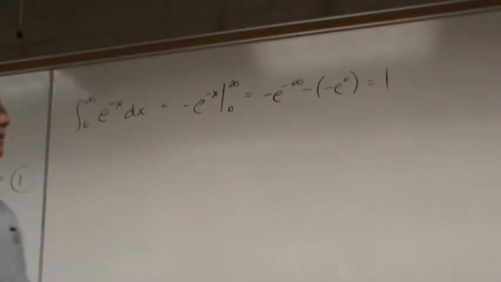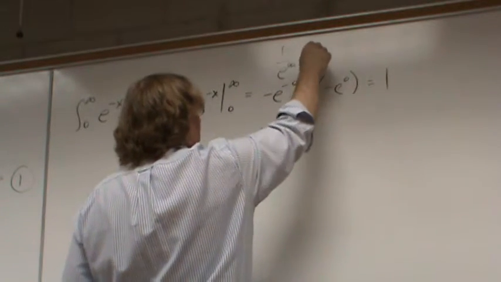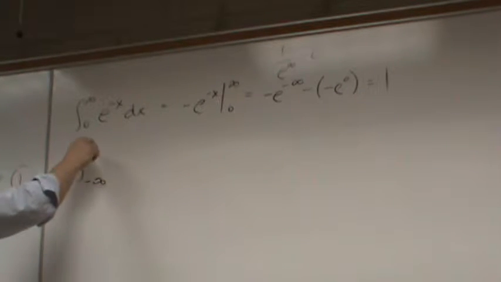Are you guys getting 1? Because e to the negative infinity is 0, correct? I mean, e to the negative infinity is 1 over e to the positive infinity. And 1 over e to the infinity power is 0, you know? 1 over a million, billion, trillion, quadrillion is 0. Great.